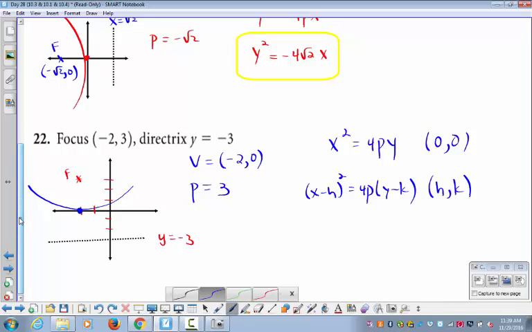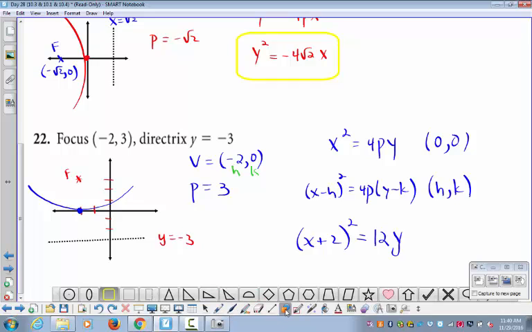Let's see if we can piece this together then. So x minus h, and when we have the vertex, h is the first coordinate, k is the second. So what does this become? X plus 2, x plus 2 squared equals 4 times p, so that's 12, and then y minus 0, and that's it. So that's the standard equation for this parabola, standard conic equation.